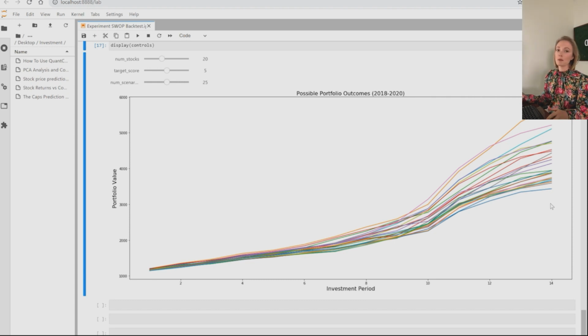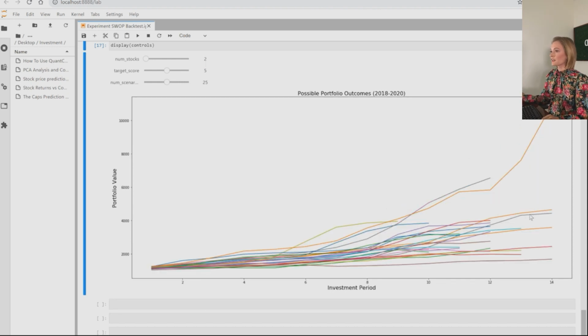Now what happens if I change it and I only buy 2 stocks each investment period? As you can see, there's a much more vast range of possible outcomes. I can make as much as $10,000 and I can make as little as under $2,000. So that's the importance of diversifying.